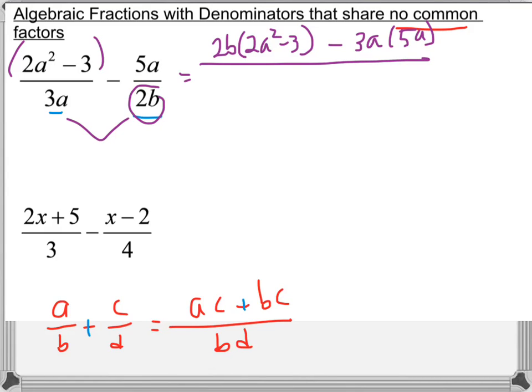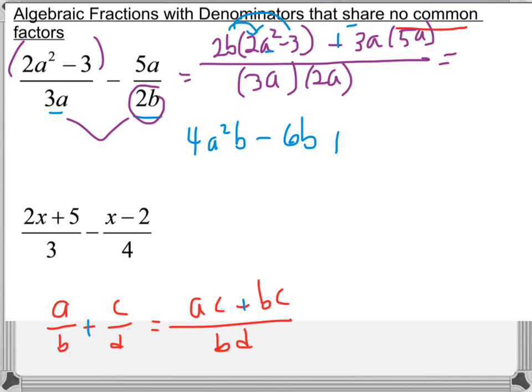And that's all over the product of these two, which is 3a times 2a. Okay? So next step is to multiply on the top. And I'm going to do keep change change right there. So I have 2, that would be 4a squared b. It's traditional to put the variables in alphabetical order, so that's that product. And then I have minus 6b plus, and that's a negative 15a squared. And on the bottom I have 6a squared.